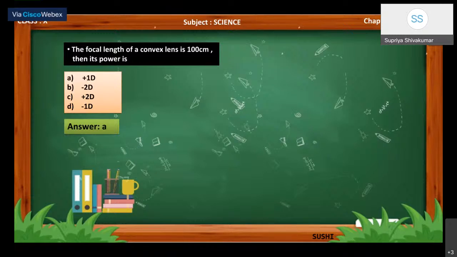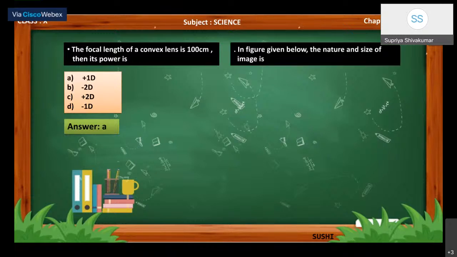Okay. So don't get confused here, children. Don't apply the lens formula concept and magnification. Magnification, or sorry, power. Magnification and power are two different concepts. So when power comes, it is purely dependent on focal length. So in a convex lens, focal length is positive and therefore power will also be positive. And they have given it in centimeter. We need to convert that into meter because power is expressed in terms of the SI unit diopter. So therefore the answer is plus 1 diopter.